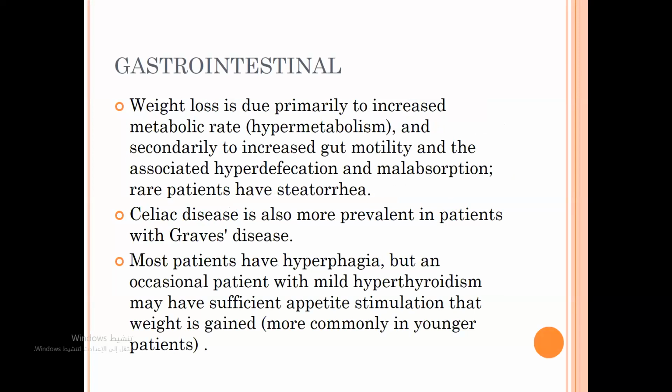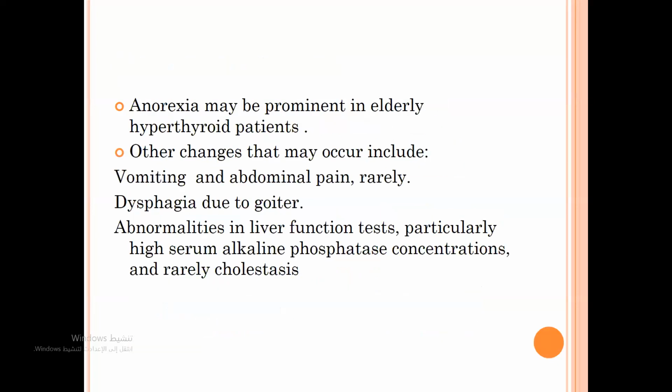Gastrointestinal manifestations include weight loss due primarily to increased metabolic rate, hypermetabolism, and secondarily to increased gut motility, associated with hyperdefecation and malabsorption. Rare patients have steatorrhea as well. Celiac disease is also more prevalent in patients with Graves' disease. Most patients have hyperphagia, but an occasional patient with mild hyperthyroidism may have sufficient appetite stimulation that weight is gained, more commonly in younger patients. Anorexia may be predominant in older people as well.